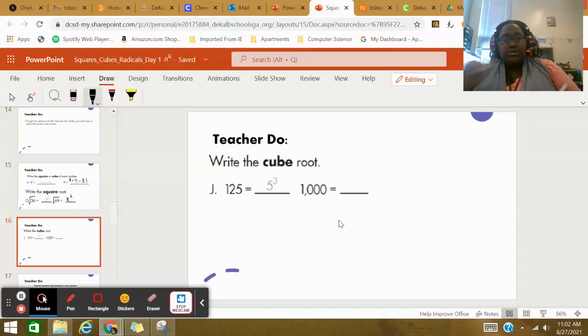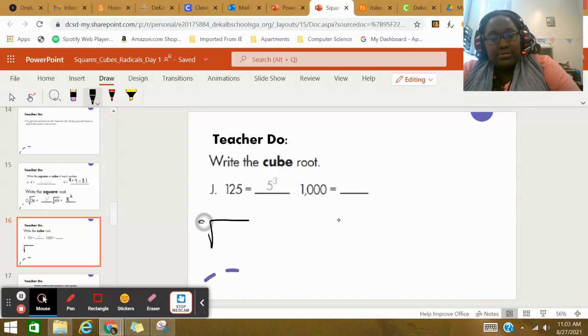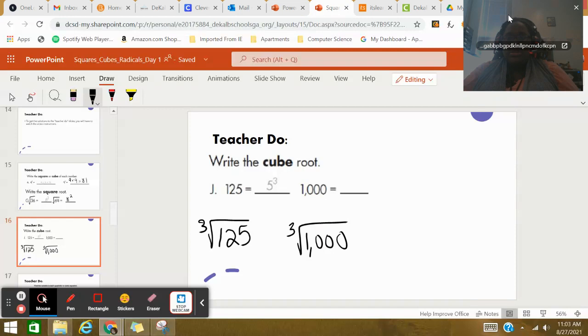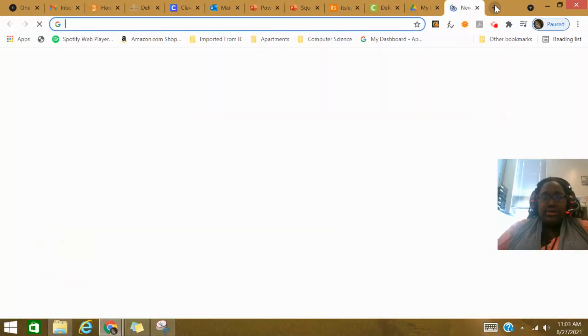So on these, again, you're going to take the cube root. So the cube root of 125 is 5, it's 5 to the third. And then you're going to take the cube root of 1,000. And if you are not sure what the solution is, guys, you can use Desmos calculator, and I'll model that right now.